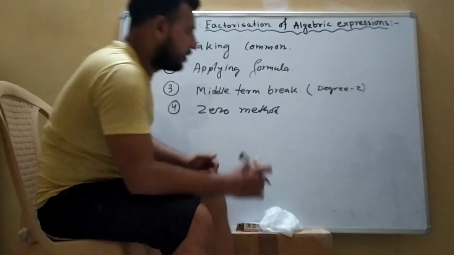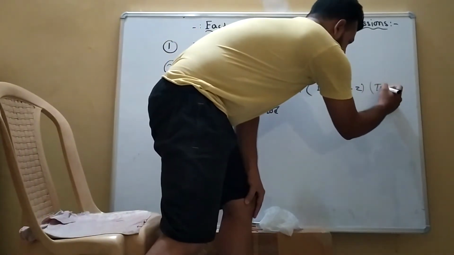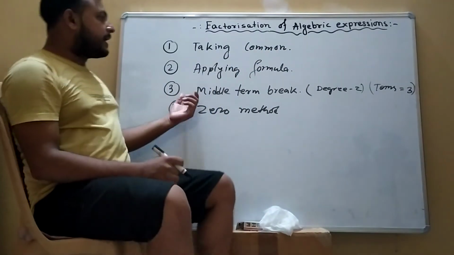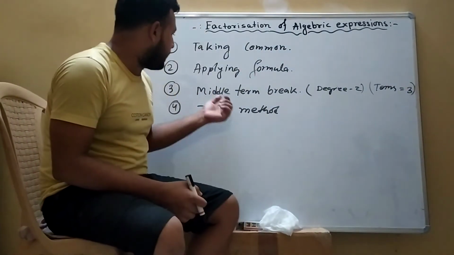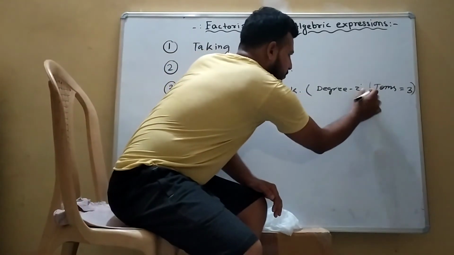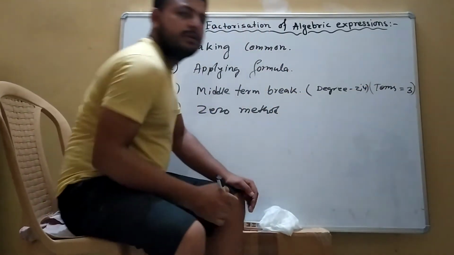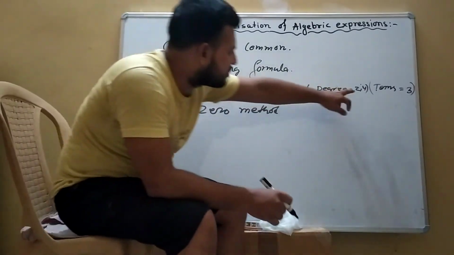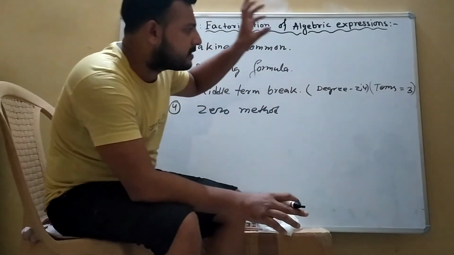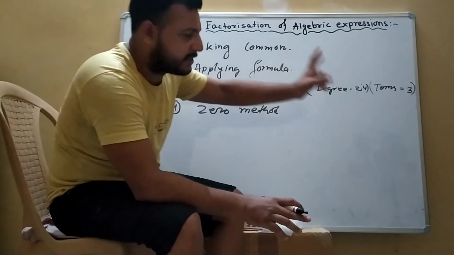Also sometimes degree equals 4. Here the terms should be 3. When you see there are 3 terms in the algebraic expression and the degree equals 2, then you can apply this middle term break. Sometimes if the degree equals 4, then also we can apply, but these questions with degree 4 do not come much. The main thing you have to see here is that the terms should be 3.